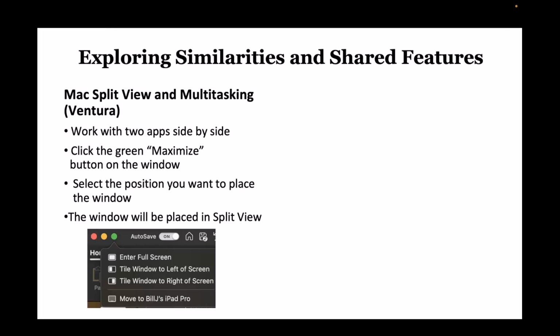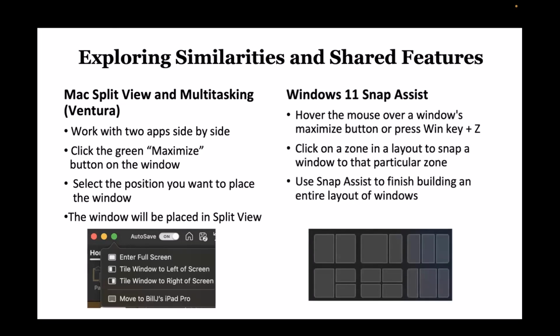To do so on Windows, you'll want to use the Windows 11 Snap Assist. You hover your mouse over the Windows Maximize button or press Windows key plus Z. Click on the zone in a layout to snap a window in that particular zone. Use Snap Assist to finish building an entire layout of windows.